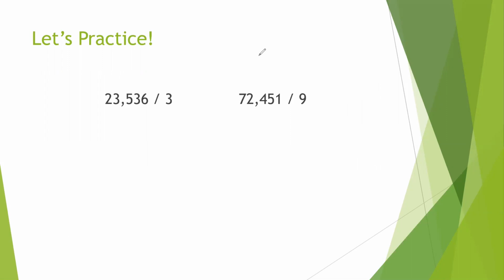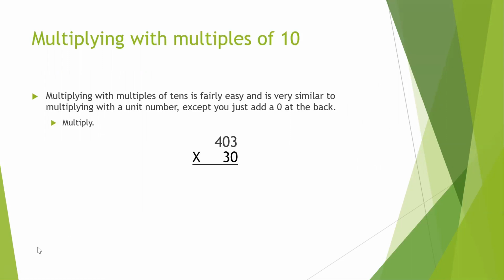All right. Let me just move on to the next problem. So now we're multiplying with multiples of 10. This is pretty easy, and it's pretty similar to multiplying with a unit number, except you just add a 0 at the back. So I'm just going to write a 0 here, since we have a 0 here. And now I just use 3. So 3 times 3 is 9, 3 times 0 is 0, and 3 times 4 is 12. Answer is 12,090.